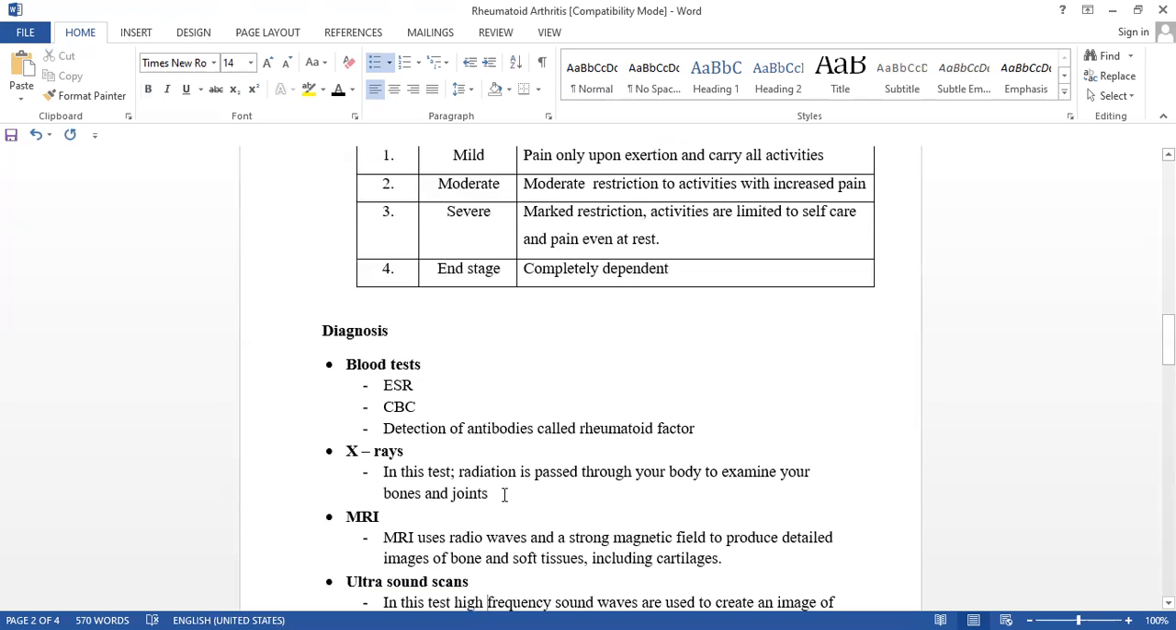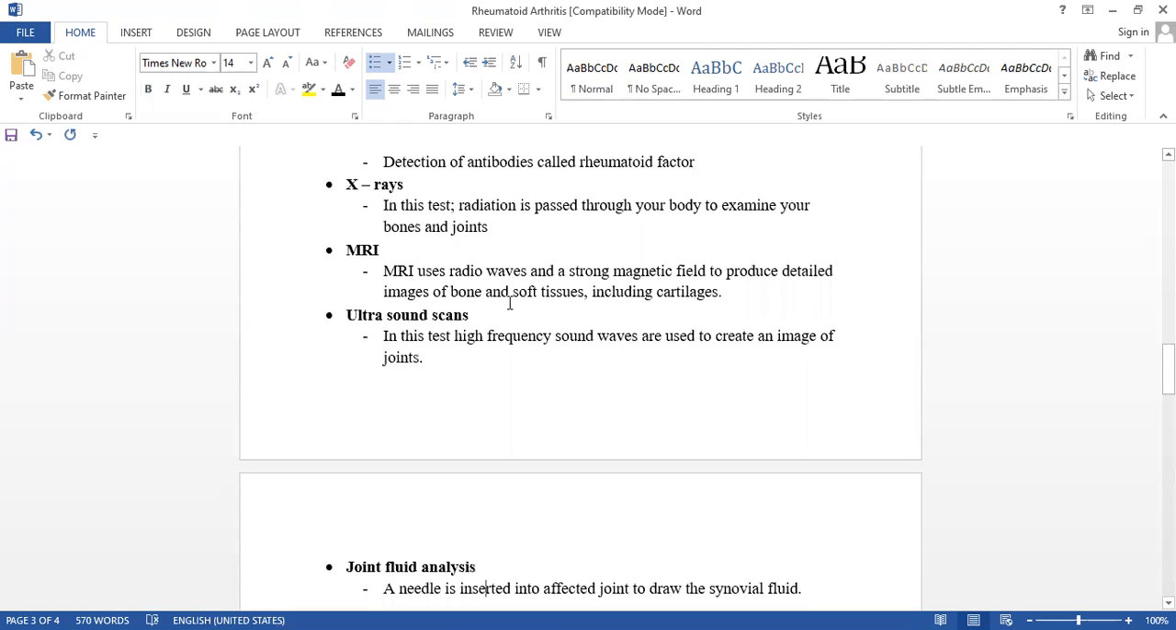MRI. MRI uses radio waves and a strong magnetic field to produce detailed images of the bones and the soft tissues, including the cartilages. Along with the X-rays, if we take the MRI, we can get clearer images, all images we can take out, so that we can confirm.